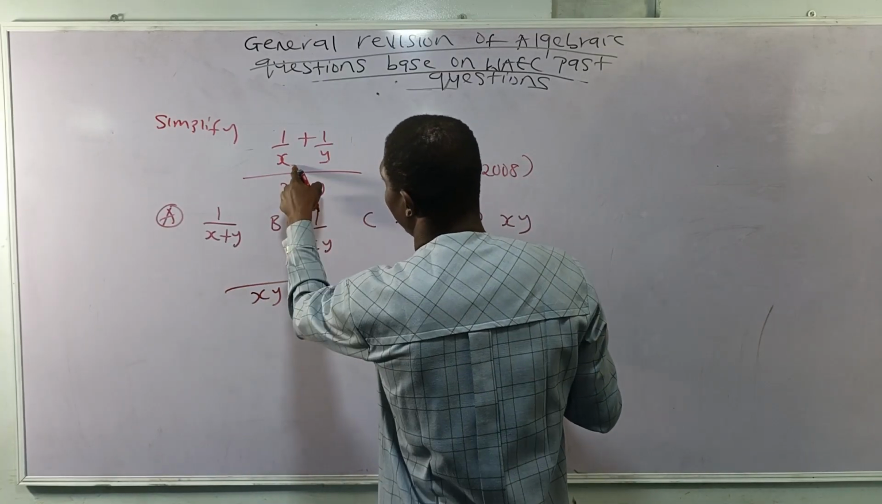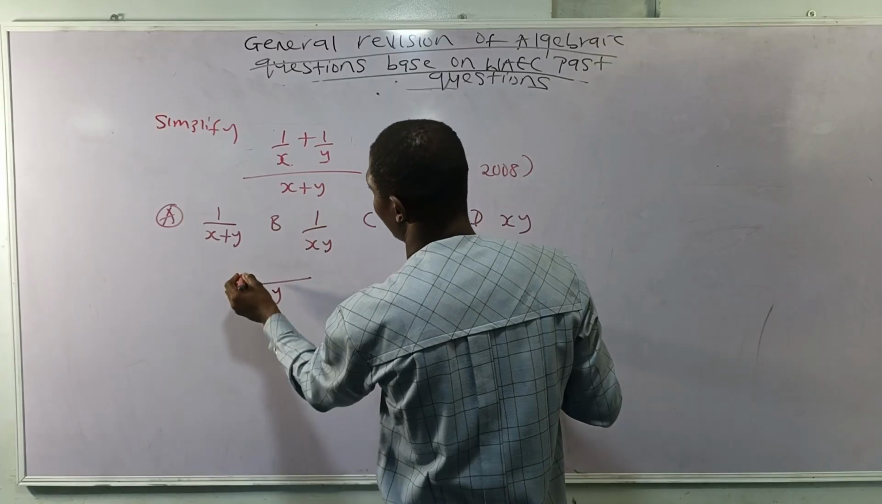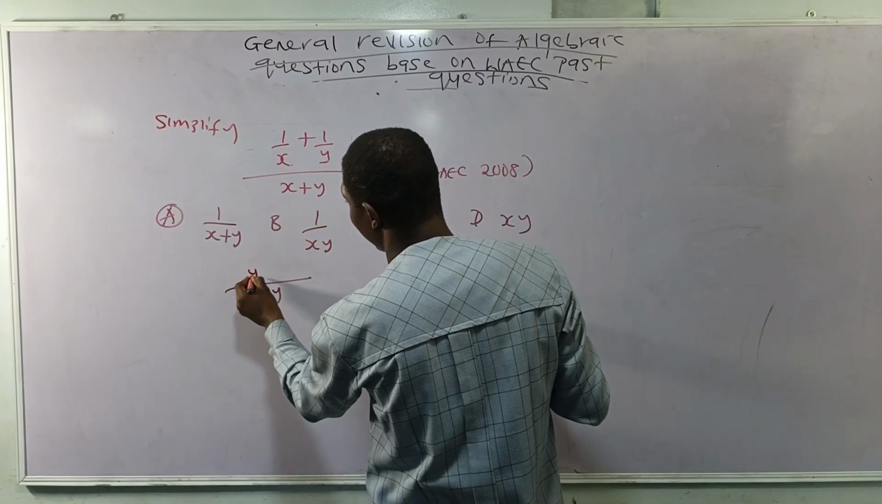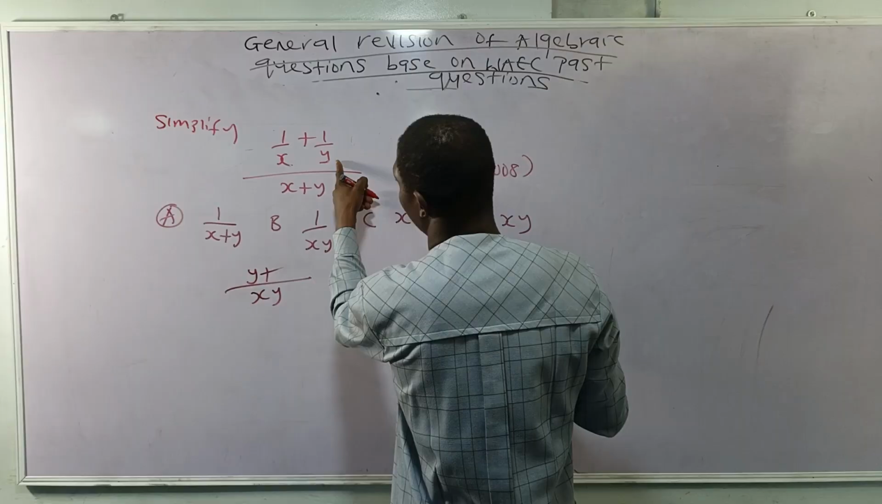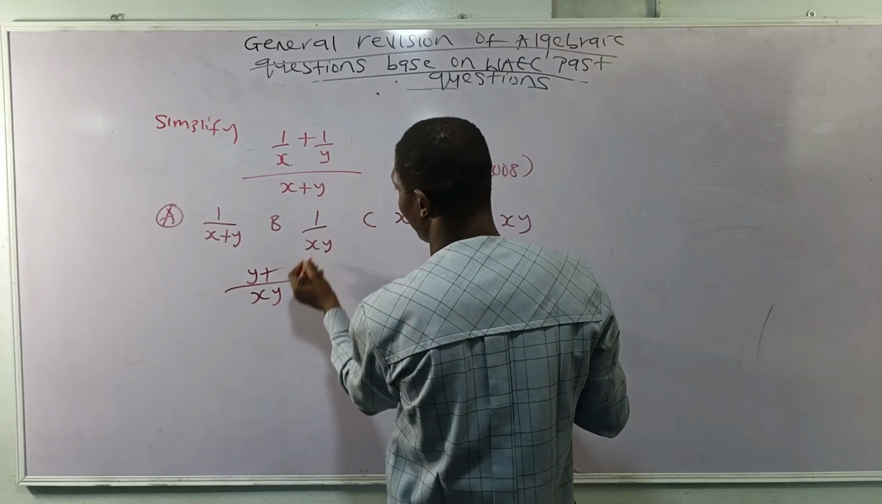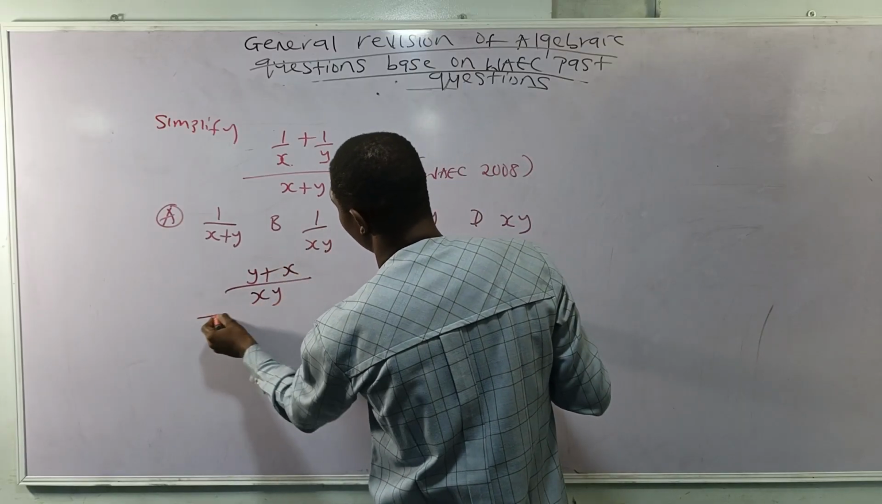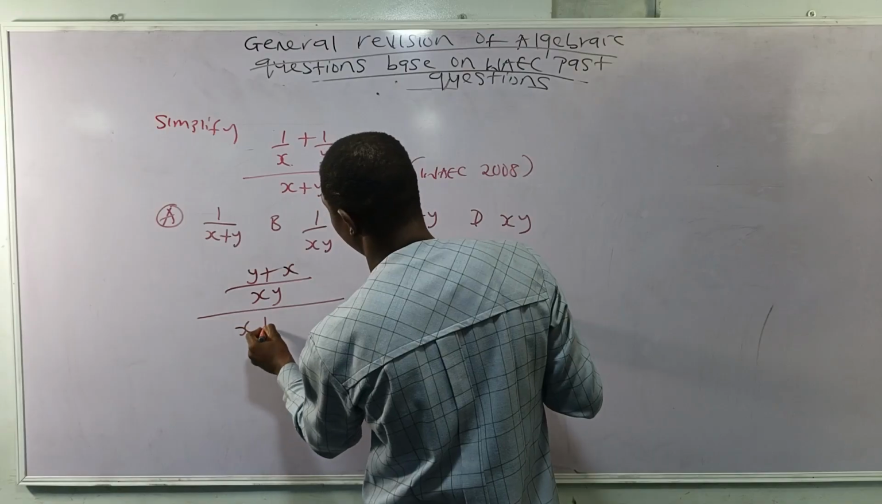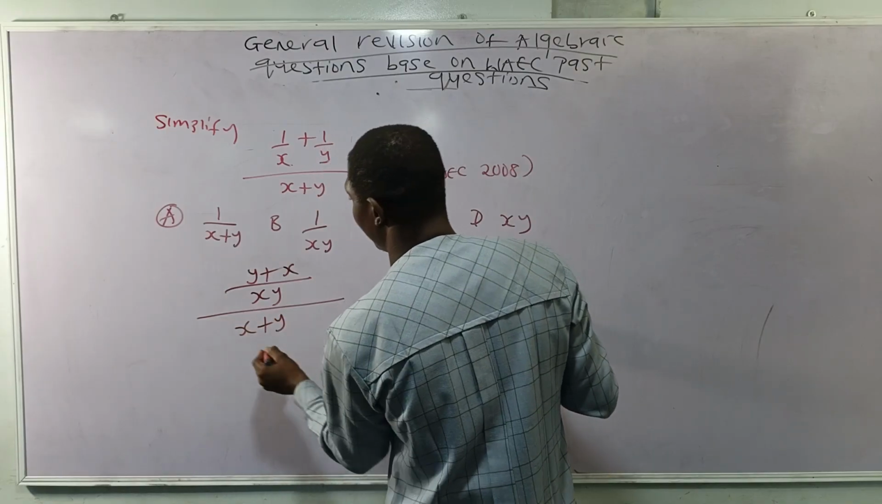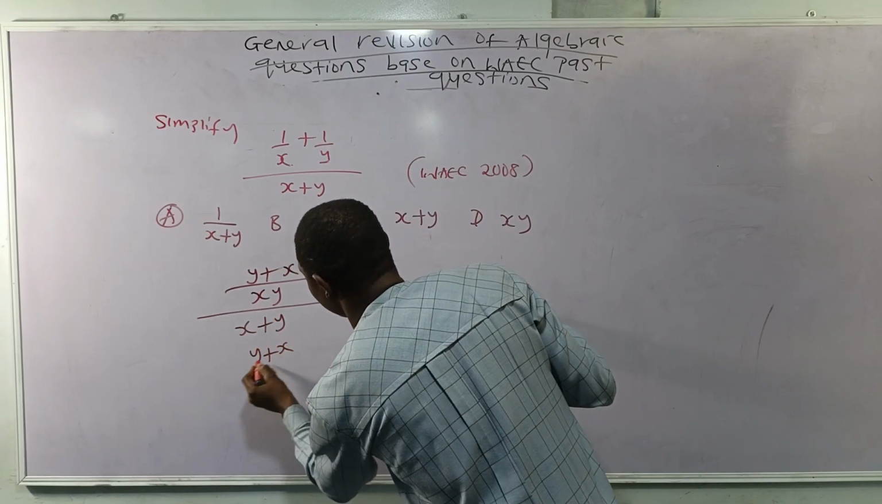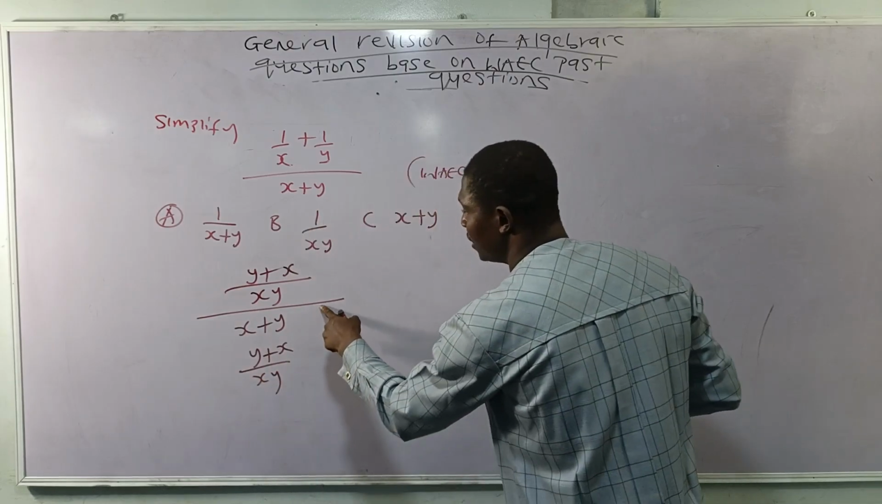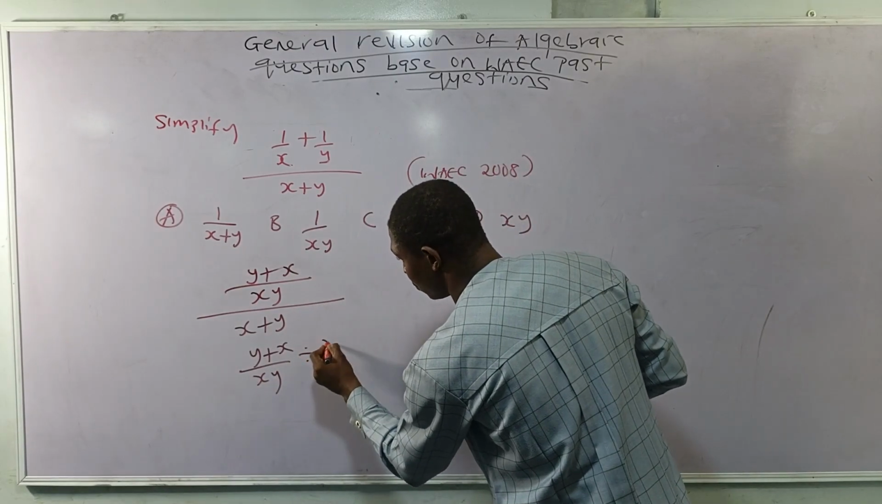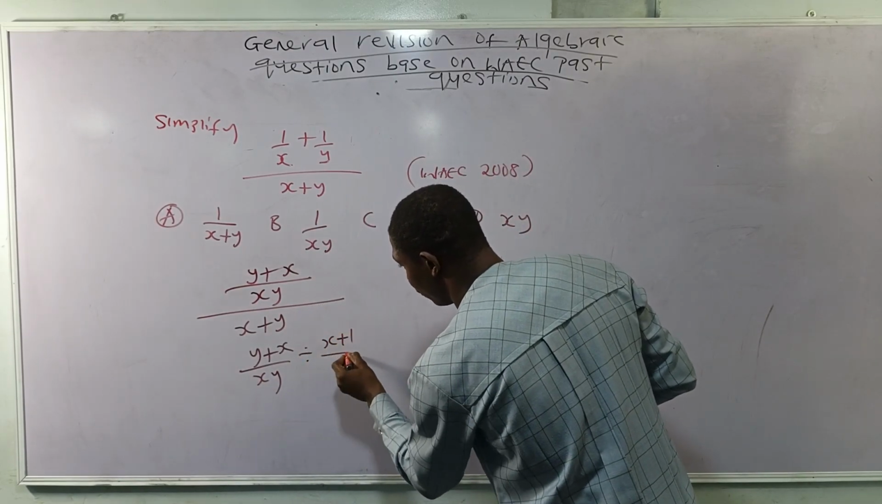Now, LCM of x and y will give me xy. xy divided by x will give me y. y times 1 is y, plus xy divided by y will give me x. x times 1 will give me x. Put my longer division, x plus y. And this is y plus x all over xy. This division is the same as this. So I have x plus y, and this can be over 1.